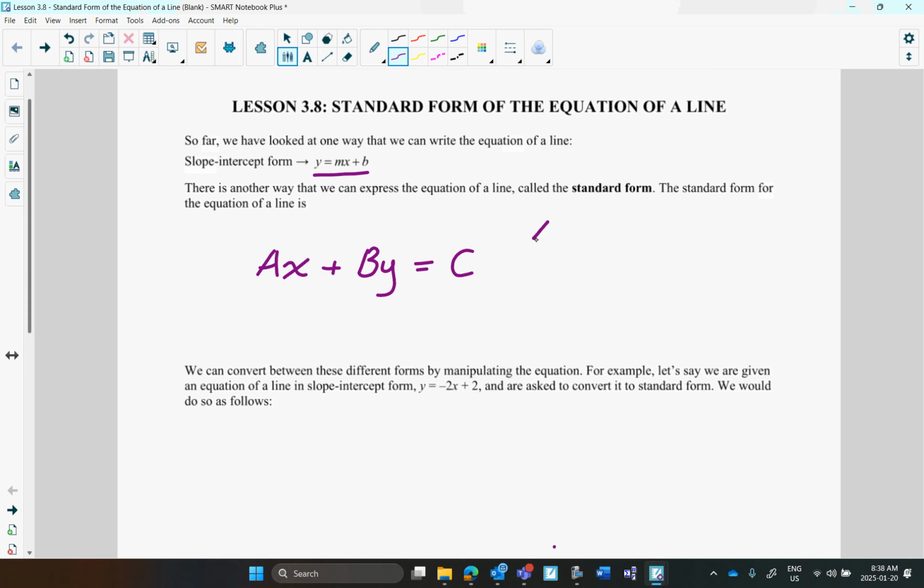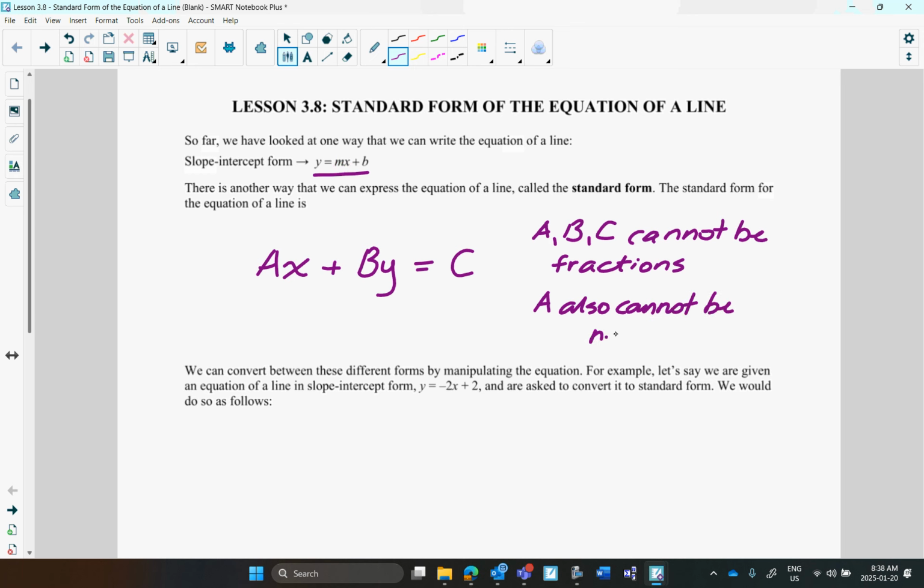However, A, B, and C cannot be fractions. And A also cannot be negative. Often when we work with equations of lines, we'll work with them in this form, and other times we'll work with them in slope-intercept form.